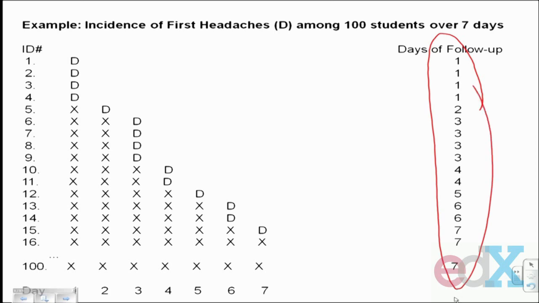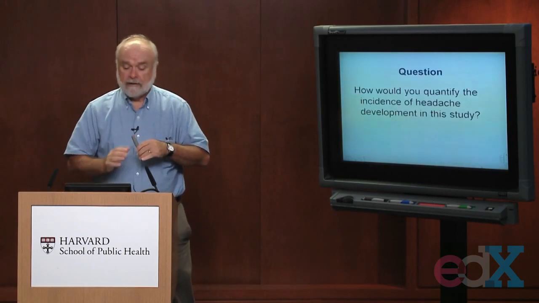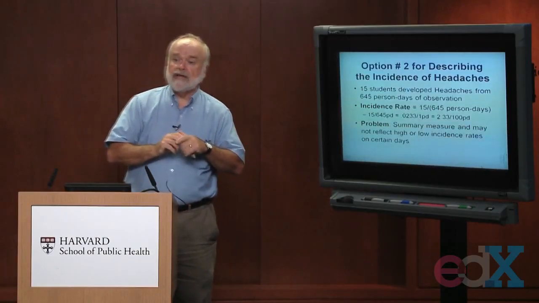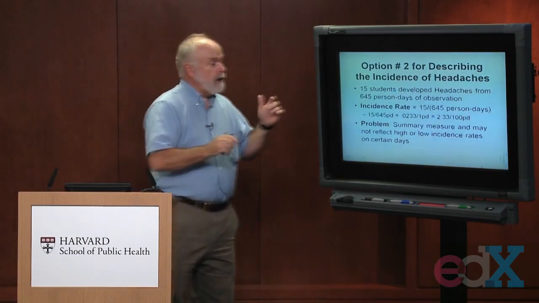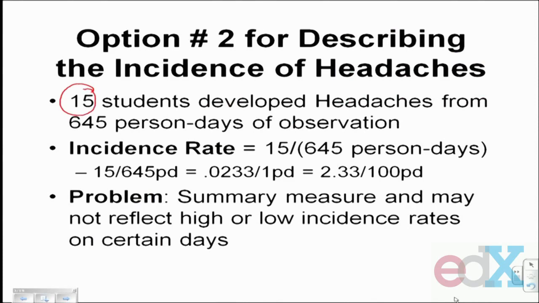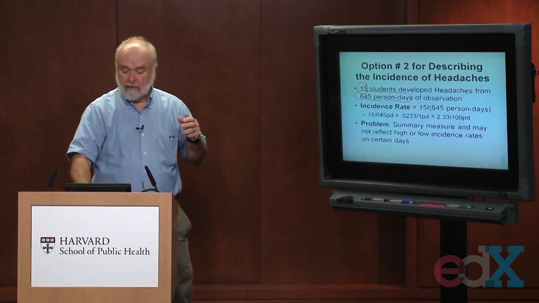Remember, each person has a timeline. That timeline tells you how long that person was followed, either until they developed a headache or the study end. So another option to quantify the incidence of headaches in this study is to measure something called an incidence rate. What we'll measure is that 15 students developed headaches when I observed 645 person days of observation. Now, where did I get that 645 person days of observation?